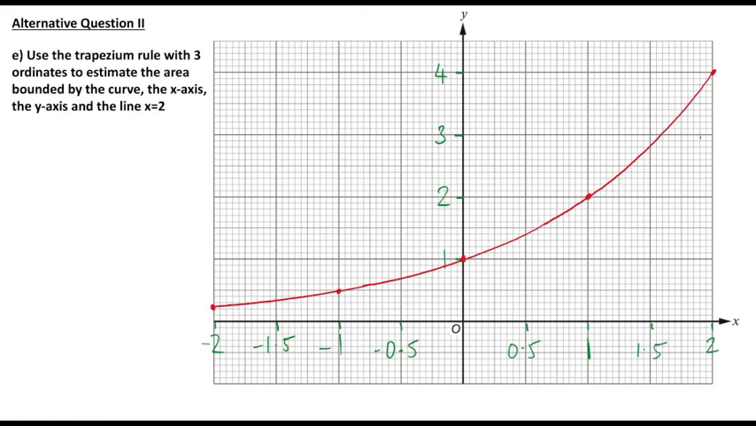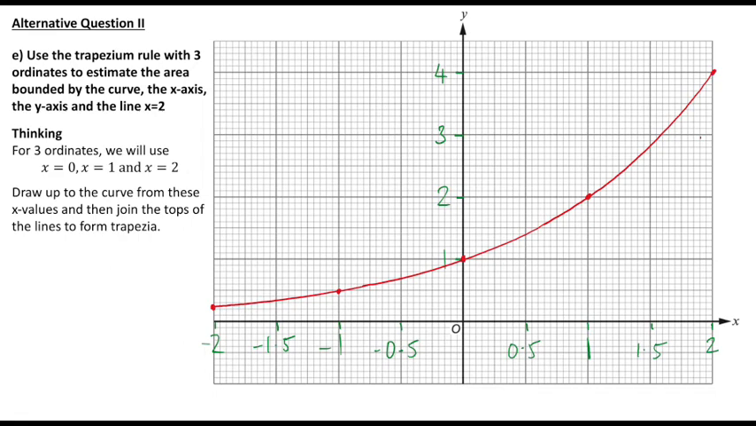We have a second alternative question, another thing you could be asked, and this one is use the trapezium rule with 3 ordinates to estimate the area bounded by the curve, the x-axis, the y-axis, and the line x equals 2. So our thinking for this is, if we're only asked for 3 ordinates, then between 0 and 2, because we're using the y-axis or x equals 0, that's the same thing, then we use the values x equals 0, x equals 1, and x equals 2.